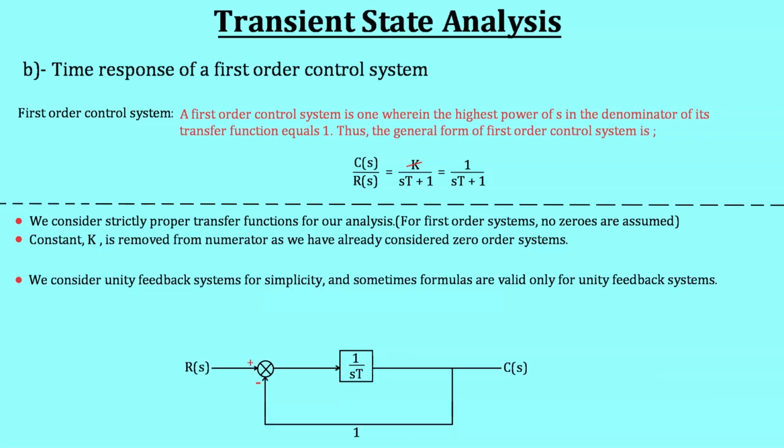The third point is, we usually consider unity feedback systems, and sometimes formulas derived for unity feedback systems are valid only for unity feedback systems. However, this is not the case here. Here, as you can see, we have considered only the transfer function. The formulas whose derivation includes particularly the feedback path are valid only for unity feedback systems, like the formula of steady state error. But here, our analysis will be based on the transfer function only. That's why it does not matter whether the system is unity feedback or not. The formula which we are going to study will be valid for both unity and non-unity feedback systems.